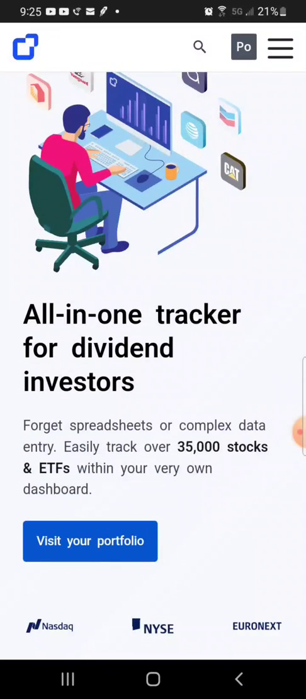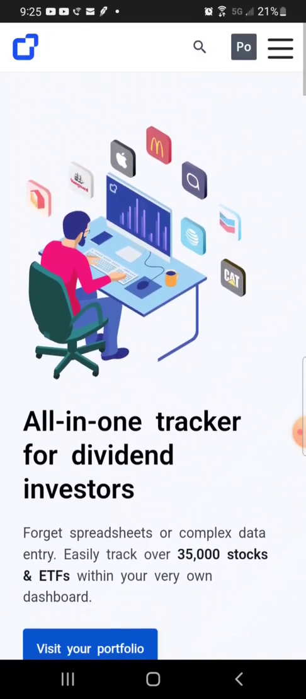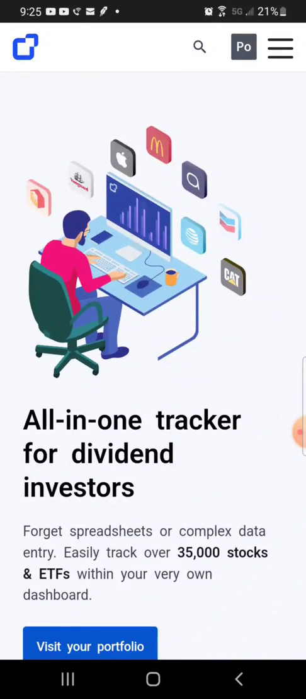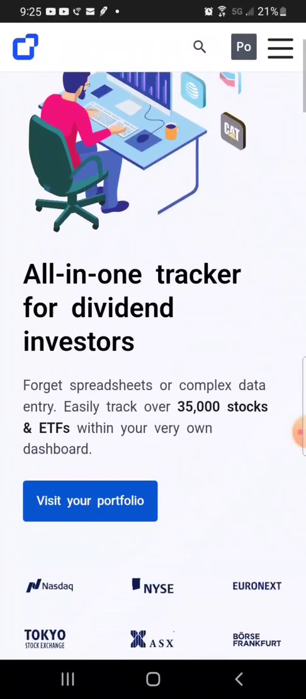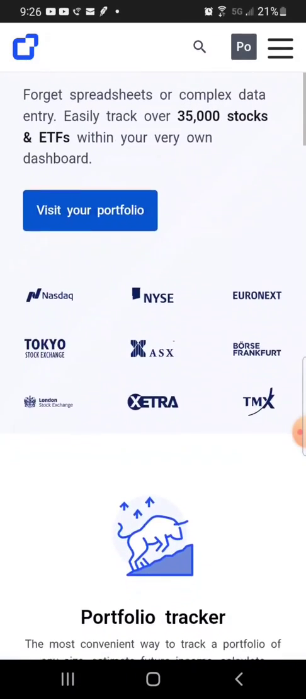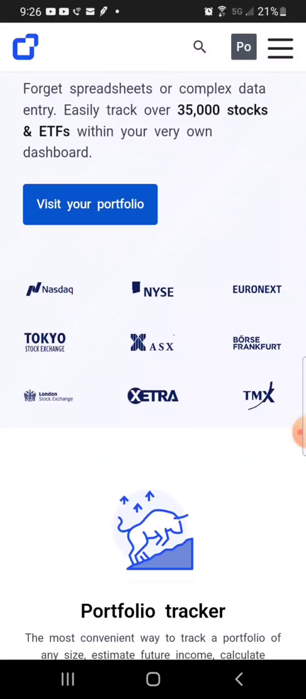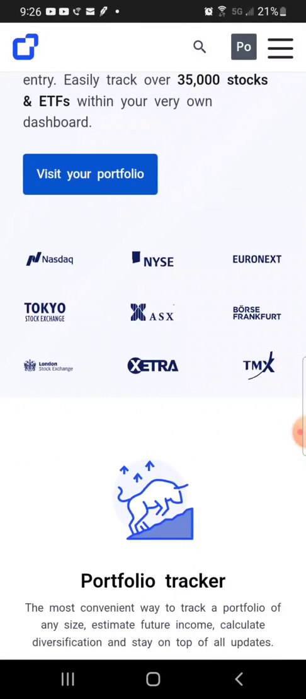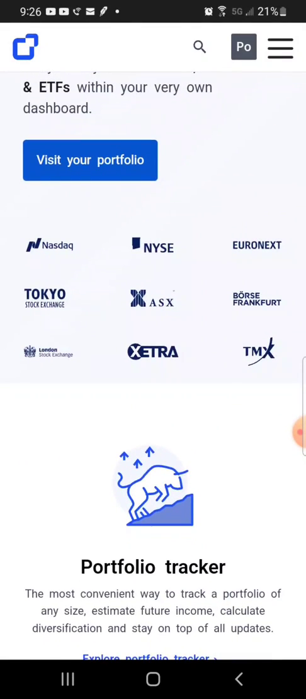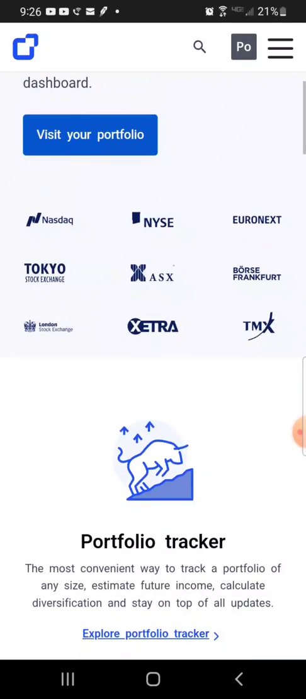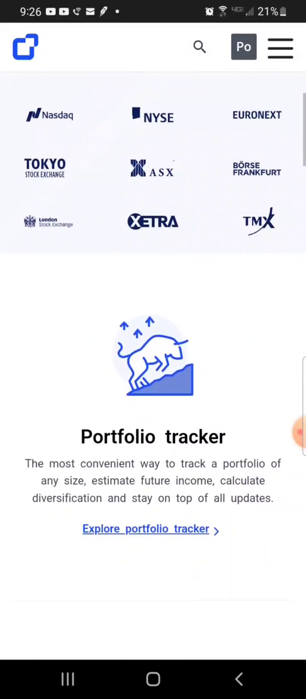Of course it says forget spreadsheets or complex data entry. Easily track over 3,500 stocks and ETFs within your own dashboard. It has a whole bunch of different exchanges up here. As you can see, NASDAQ, of course, is up there, and TMX, the London Exchange, the Euro Exchange, a lot of different exchanges.